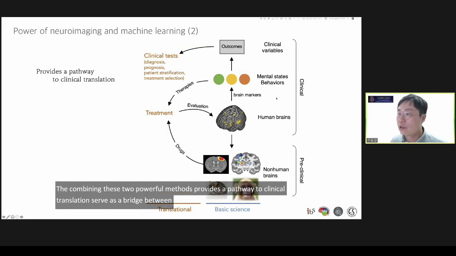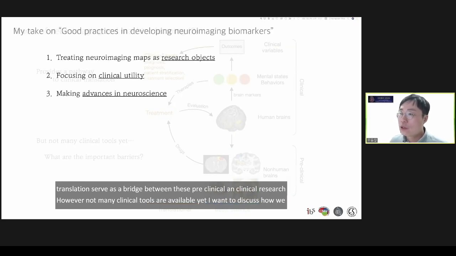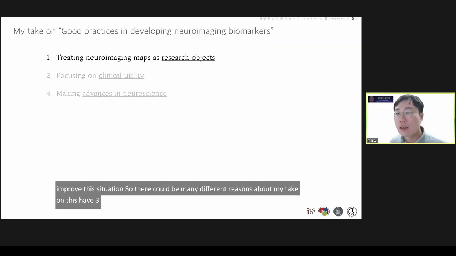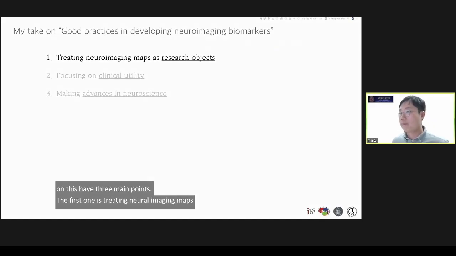So combining these two powerful methods provides a pathway to clinical translation, serving as a bridge between preclinical and clinical research. However, not many clinical tools are available yet, and I want to discuss how we can improve this situation. So there could be many different reasons, but my take on this has three main points. The first one is treating neuroimaging maps as research objects.